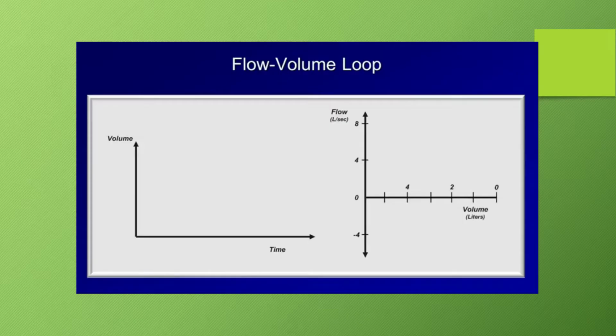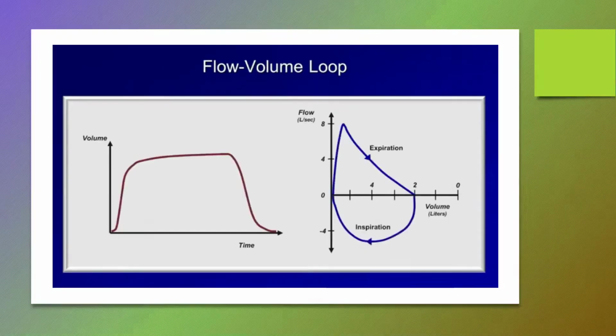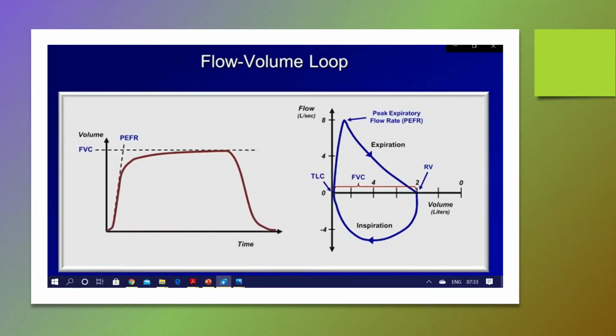In the previous curve, we plotted time along the x-axis and volume along the y-axis. But in this curve, we will plot the lung volume in liters along the x-axis, whereas on the y-axis, we will plot the flow, that is liters per minute. Now what are the phases of this curve?